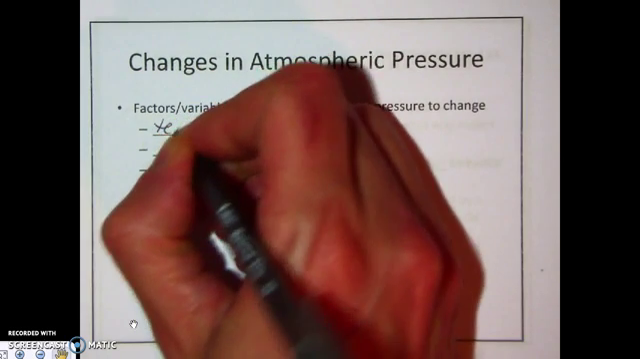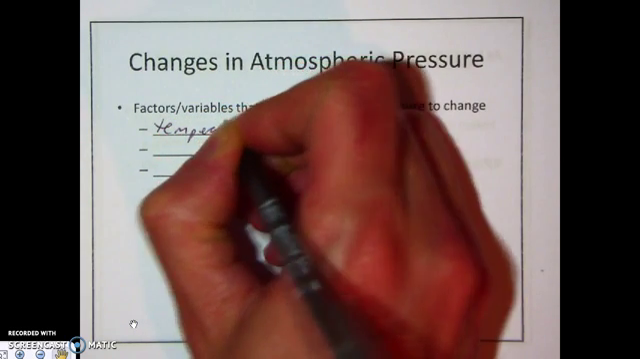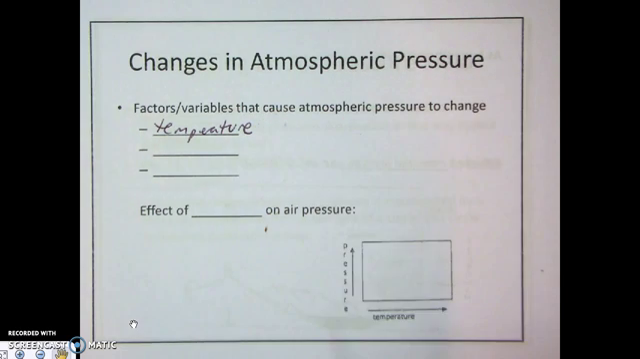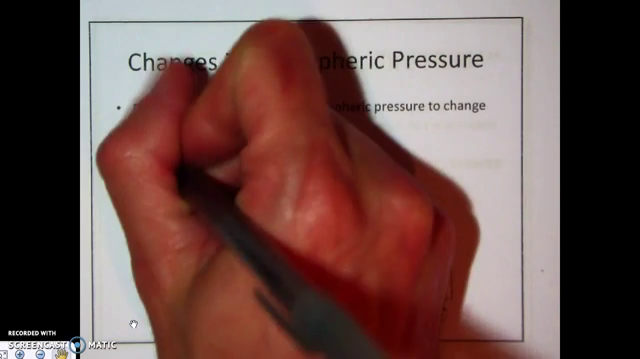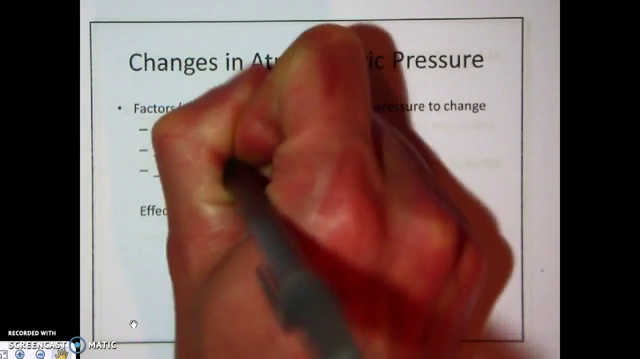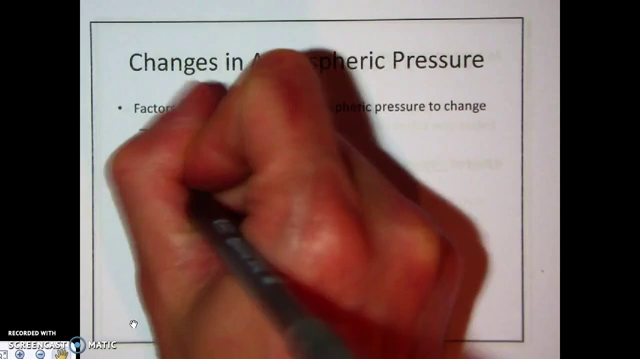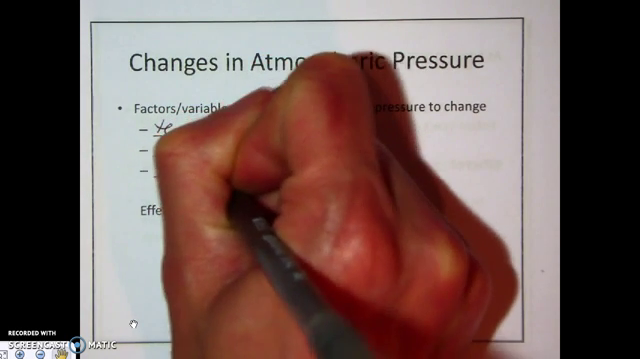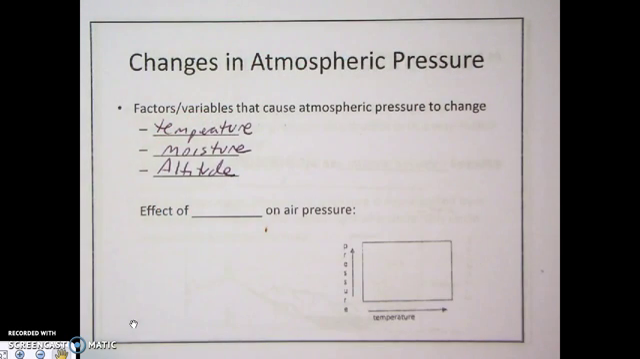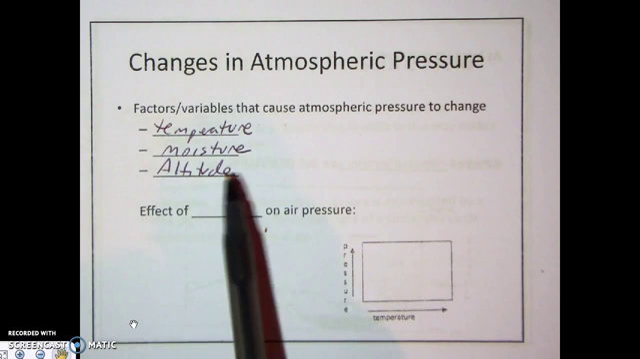One being temperature. The temperature of the air is going to affect atmospheric pressure. Humidity, moisture, is going to affect air pressure. And then lastly, altitude. Okay, so these three things will affect the atmospheric pressure.